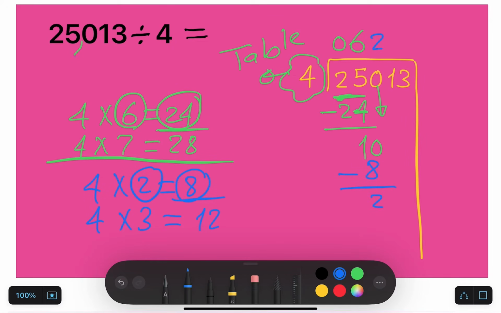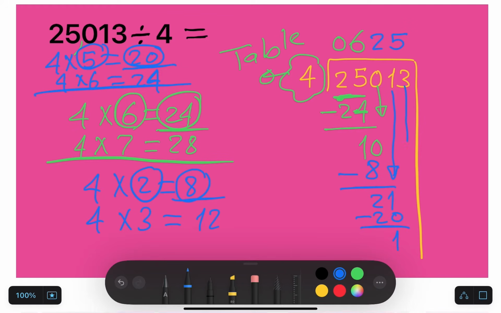Subtract. We have 2. Drop 1 digit. We have 21. Check 21 is greater than 4. Then search about 21 in table 4. We have 4 times 5 is 20, and 4 times 6 is 24. 21 is between 20 and 24. Take the smallest. Write 5 up, minus 20 down.